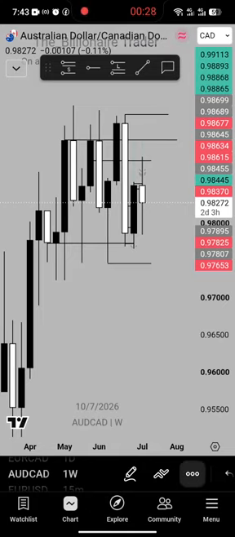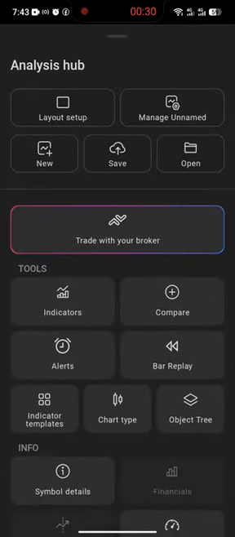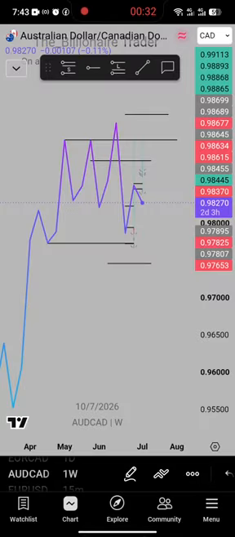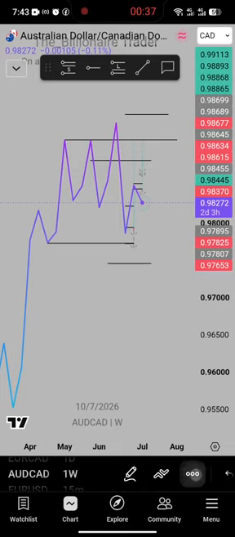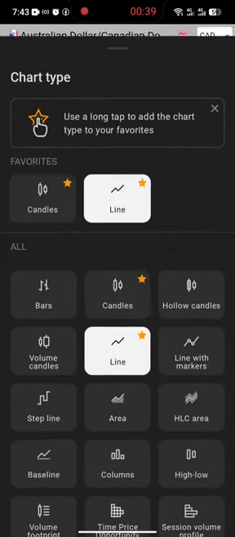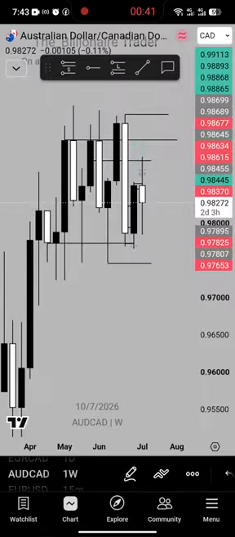Let me change to line chart so that you can see the key level. This is a V-shaped key level here. Price got there in the previous week and rejects. That's what we want to see. Previous week, price will get there and reject.